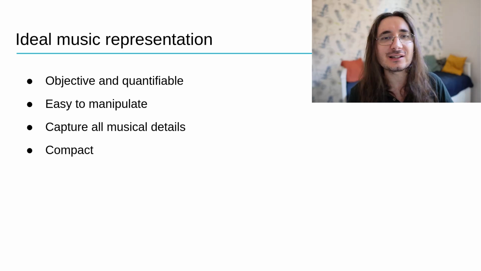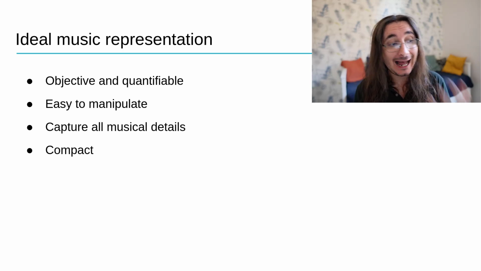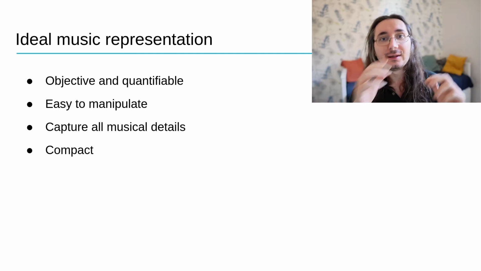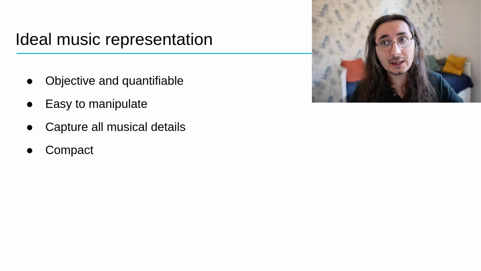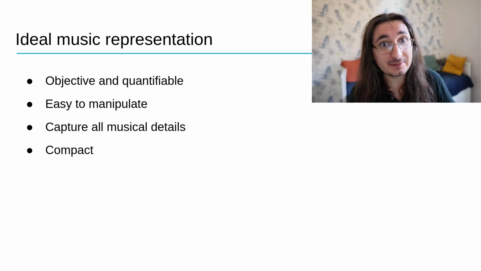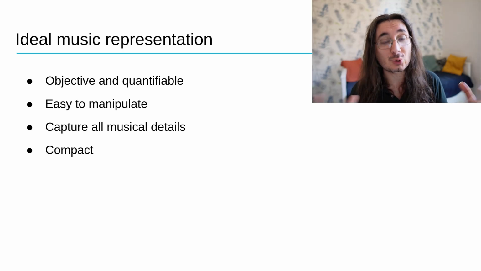For a music representation to be ideal, it should be very compact. And that's very important, because if I have a compact representation, then it means that I'm going to be able to train models that don't need a lot of parameters, because the whole representation of music is quite compact. The data is low dimensional.